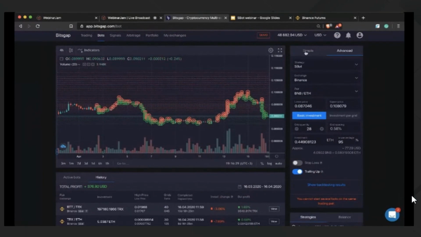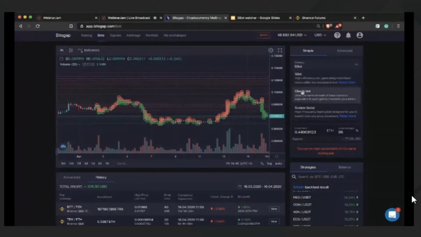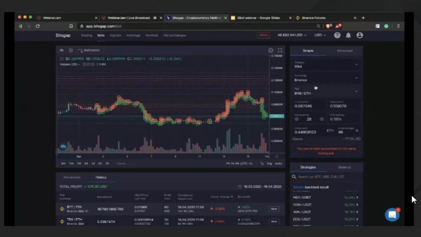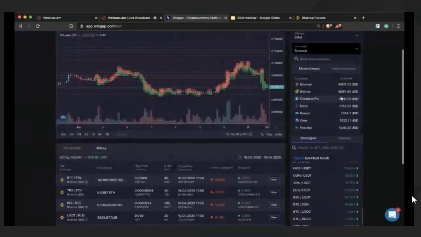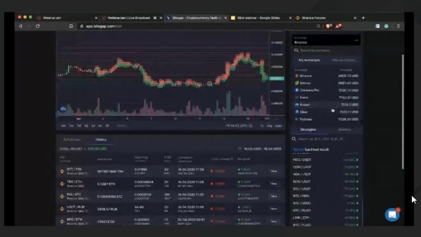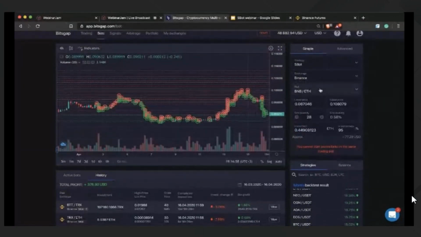So here on the right side, you see how you can set the bot, all right? You have a simple function, which is where you can choose the strategy. As I said, we have Sbot, classic bot, and Scalper. You can also choose the exchange. So you also see the available amount of money that you have on each exchange that we offer. You choose the pair of your interest.